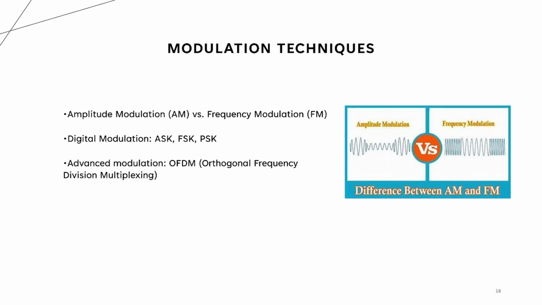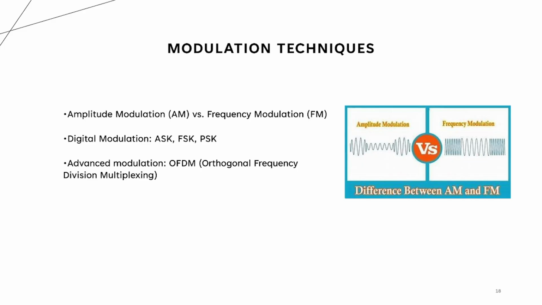Then we talk about FSK. FSK means frequency shift keying, which represents the digital data by varying the frequency of the carrier wave. Then another digital modulation is PSK, phase shift keying, which represents the digital data by varying the phase of the carrier wave.